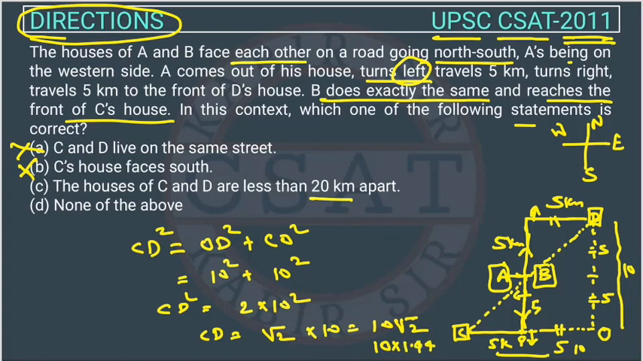So no need to calculate all this, right? You can simply say this is less than 20 kilometers. We just have to check whether this statement is right or wrong. So this is less than 20 kilometers, so this statement is right. The distance between C and D is less than 20 kilometers. So this will be the answer. Option C is the answer.